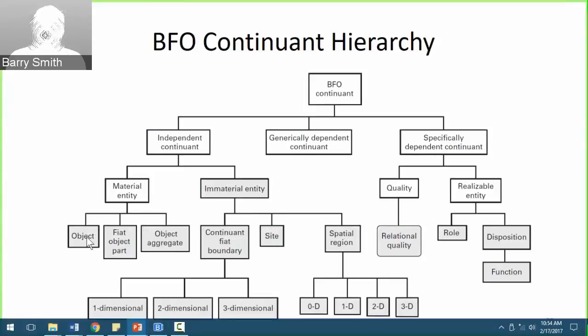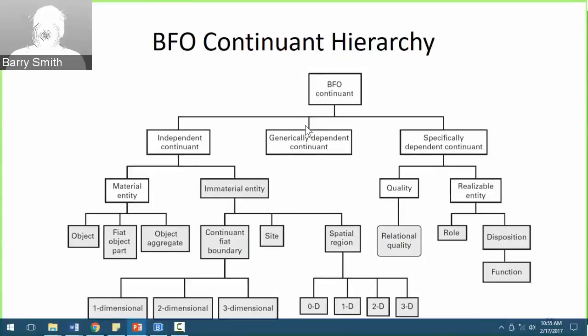And then we have objects, which are independent continuant material entities, which have continuous external boundaries. Object aggregates are collections of objects. Fiat object parts are material entities which are parts of objects but which do not have continuous external boundaries, such as, for instance, the left-hand portion of a ruler, the first 6 inches of a 12-inch long ruler. I won't go into any more details, but each one of these is designed to be completely generic.